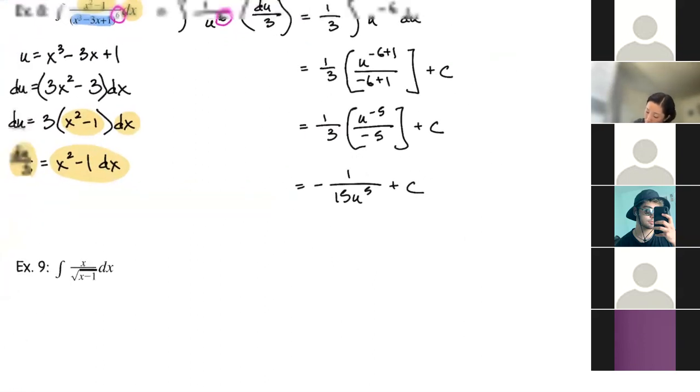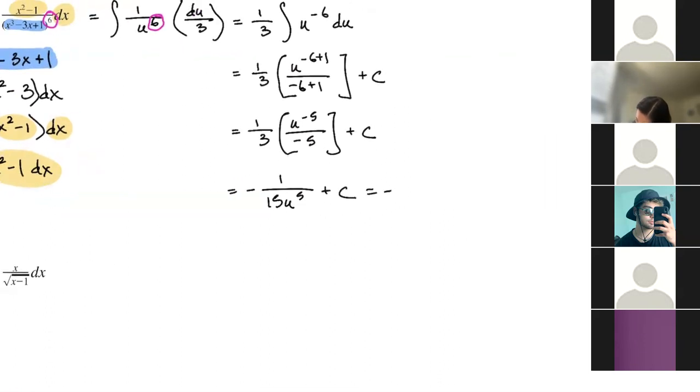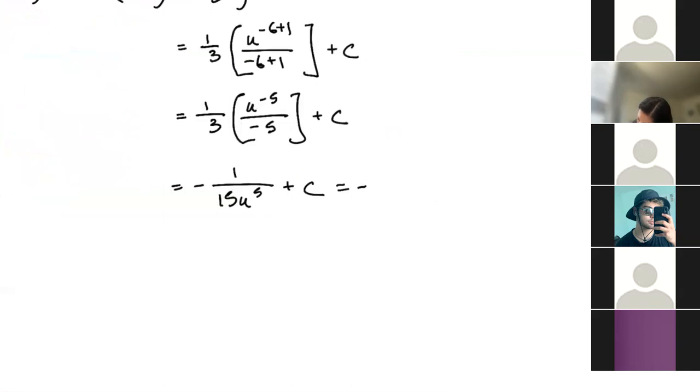And then we have to make sure that everywhere we see our u, we put back in our x cubed minus 3x plus 1. So -1 over 15 x cubed minus 3x plus 1. Don't forget that power on this end too, to the 5th power plus c.